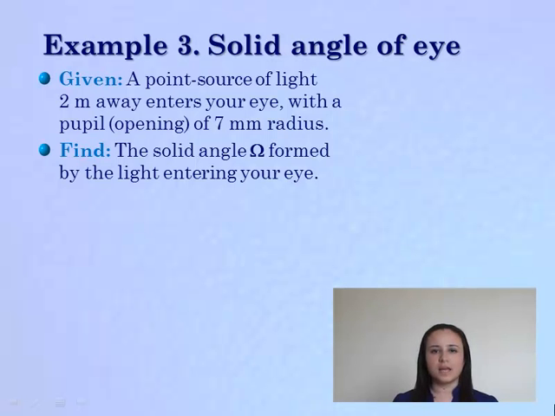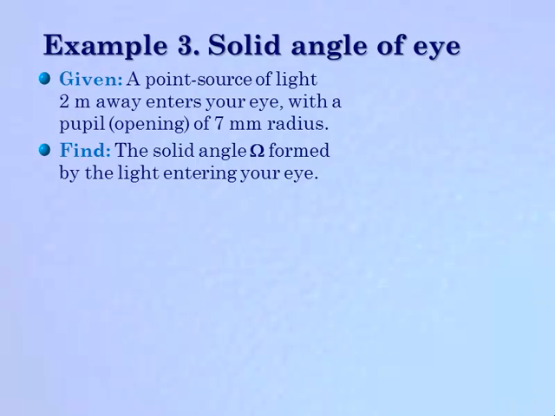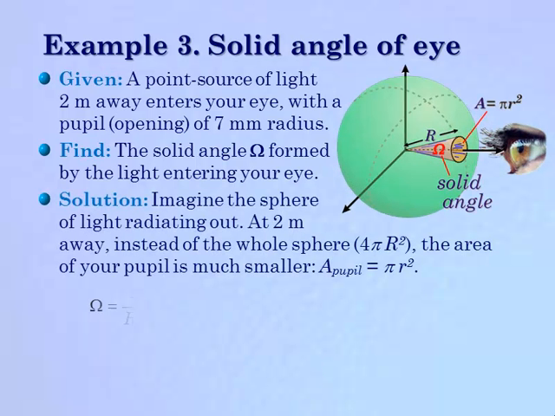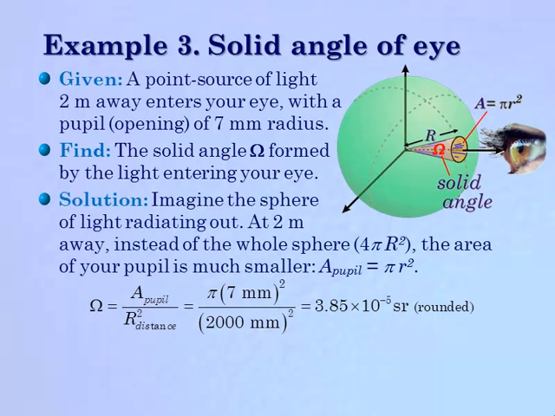So if we have something less than a sphere, then we should be able to calculate the solid angle for that. Here's an example of determining the solid angle for less than a sphere. You have a point source of light that's 2 meters away from your eye, and we'll assume that your eye has a radius of 7 millimeters. The solid angle formed by the light entering your eye, that's what we'd like to find. We've got the cone coming out from that light source, and when it reaches your eye, we're only interested in the 7 millimeter radius circle of the light that's actually going to enter the pupil of your eye.